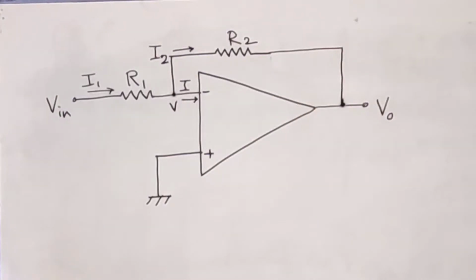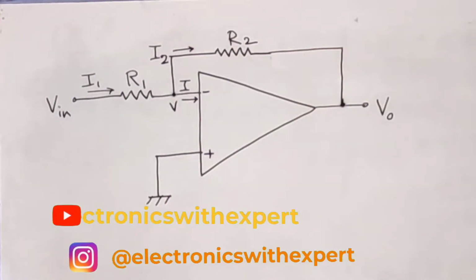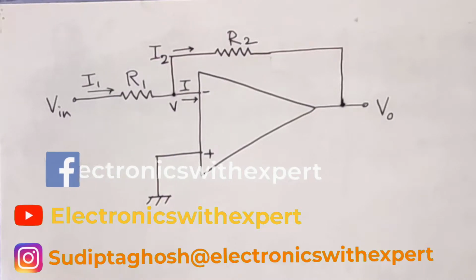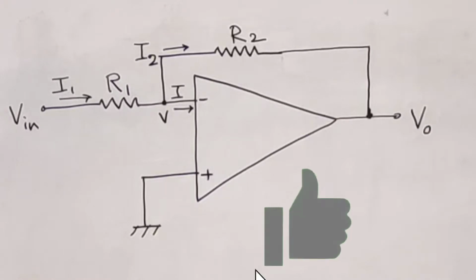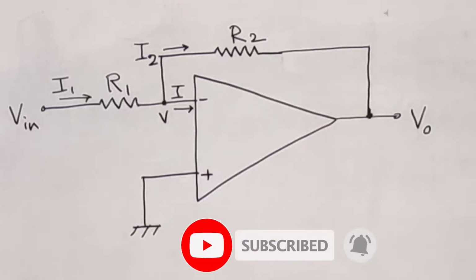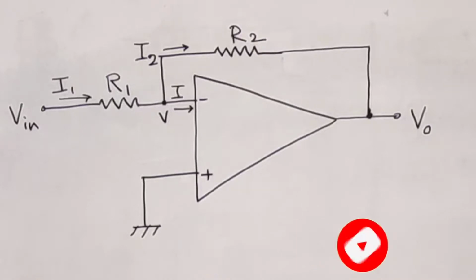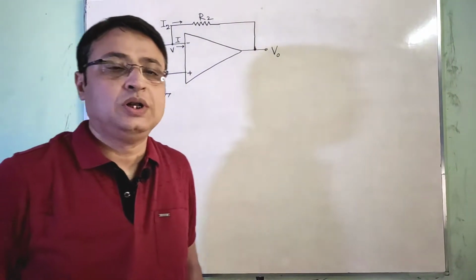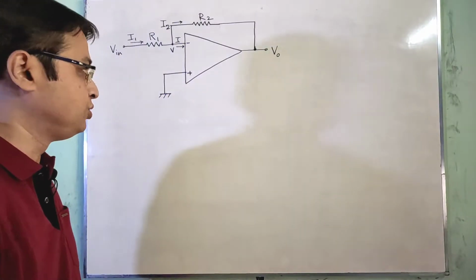To discuss the effect of virtual ground, we consider an inverting amplifier mode of an op-amp circuit. In this circuit, R1 is the input resistance and R2 is the feedback resistance, that is the resistance connected from the output to the inverting input of the op-amp. Vin is the input voltage source, and let us assume that I1 is the inverting input current and I2 is the current which flows along R2. So let's find the value of I1 and I2.